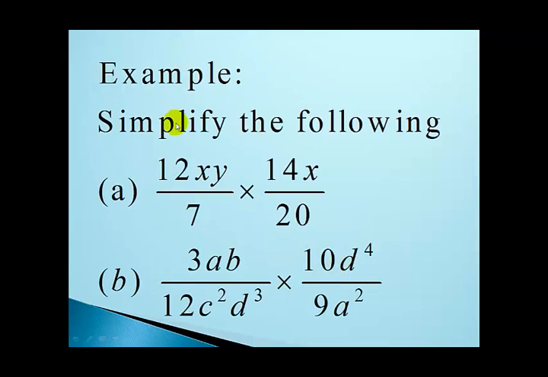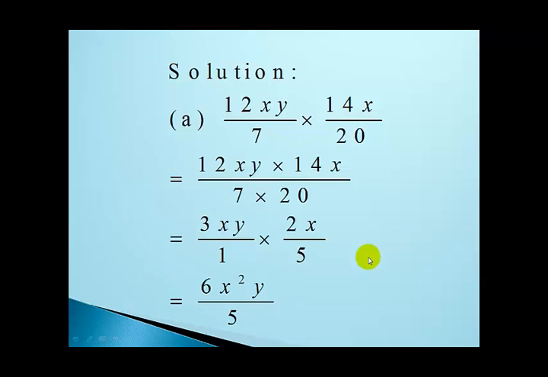Example, simplify the following: A, 12xy divided by 7 times 14x divided by 20. B, 3ab divided by 12c squared d cubed times 10d exponent 4 all divided by 9a squared. Now let's look at how best we can solve this problem. Solution: A, 12xy divided by 7 times 14x divided by 20.